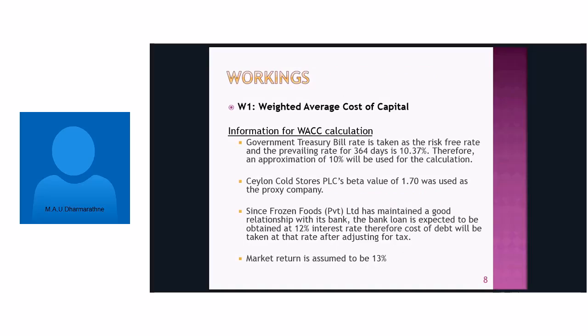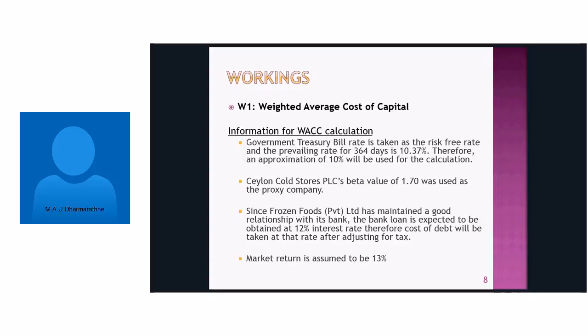Then to do our analysis, we had to calculate the weighted average cost of capital. The government treasury bill rate is taken as the risk-free rate, and the prevailing rate for 364 days is 10.37%, sir. Therefore, we have taken an approximation of 10% as the risk-free rate. And Ceylon Cold Stores PLC, that is the Elephant House Company, which is a similar company, we have taken as the proxy company. Their beta value is 1.7, and we have used that for our WACC calculation.